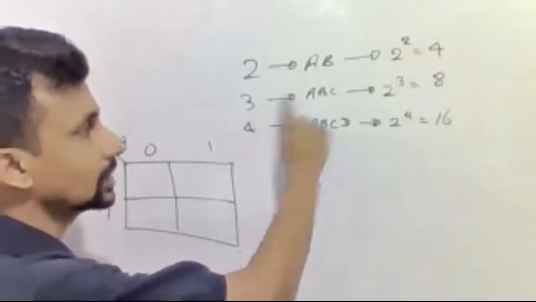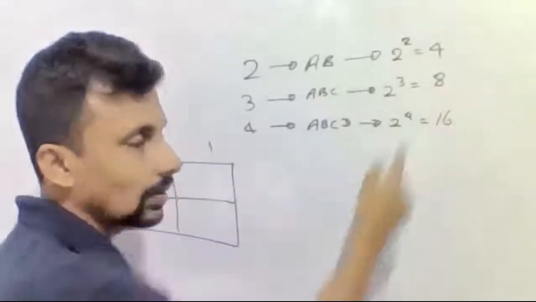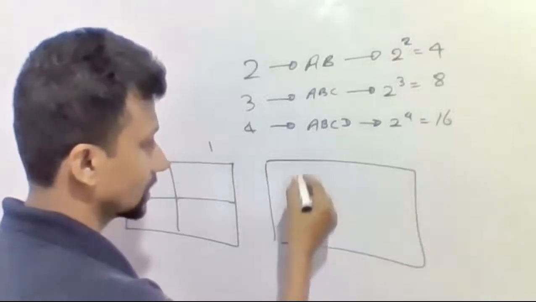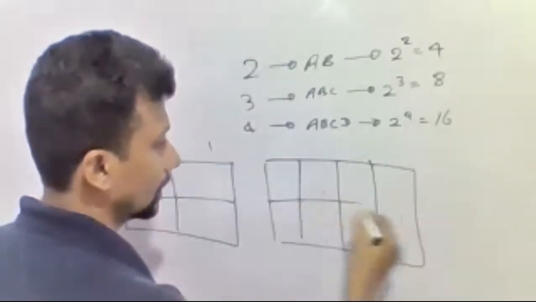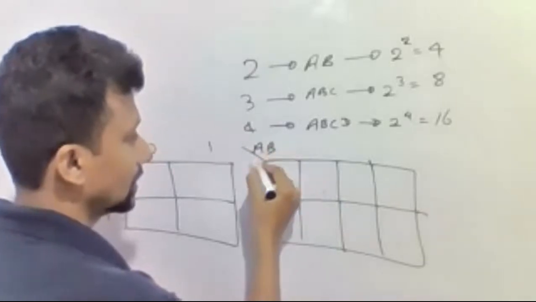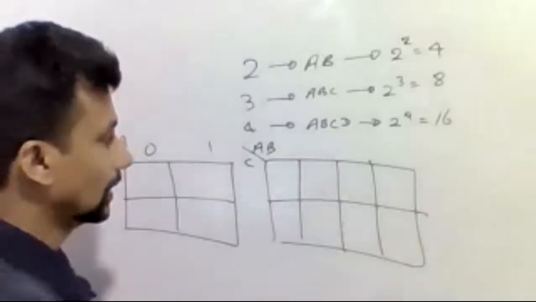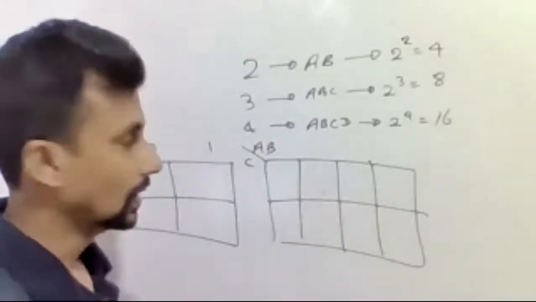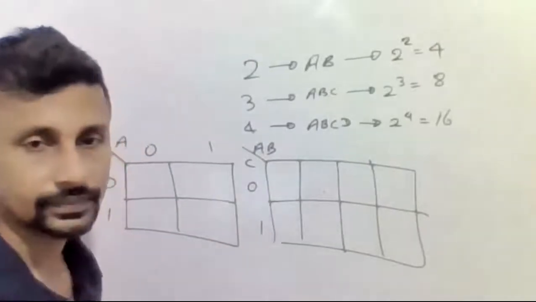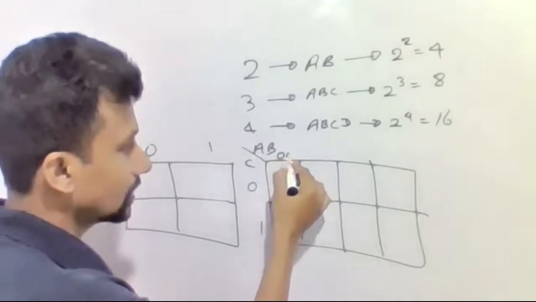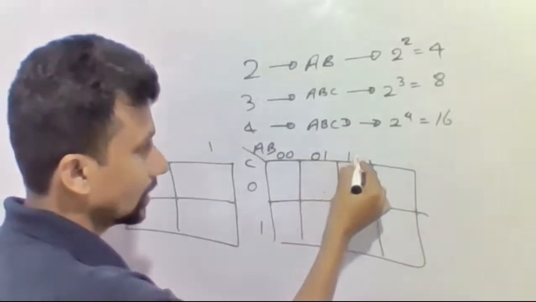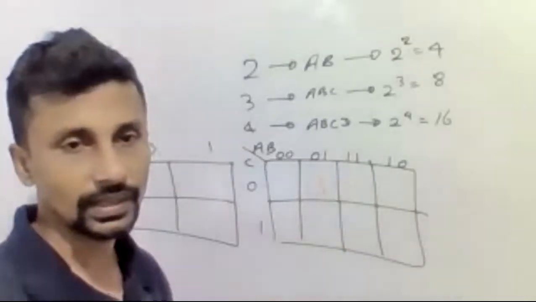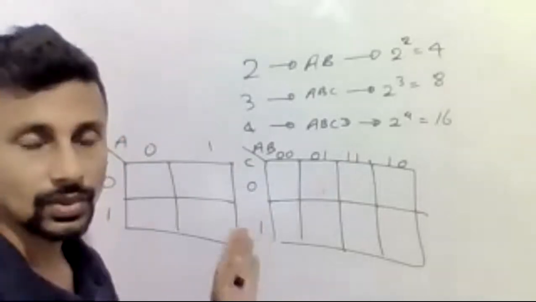K-map, if you have two variables, that means four cells. If you have three variables, 2 to the power 3, that means you should have 8 cells. I'll draw it here. I'm taking AB this side and C this side. Okay? Now you can see there are 8 cells. C can be either 0 or 1. AB can be either 00, 01, 11, 10. I'll tell you why I use 11 instead of 10 later, right? So this is the way you have to draw it.